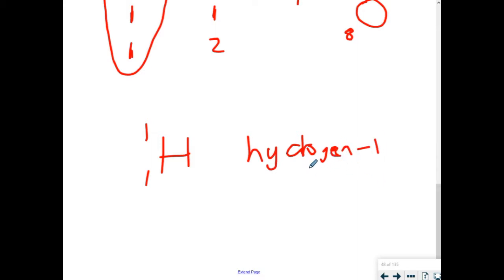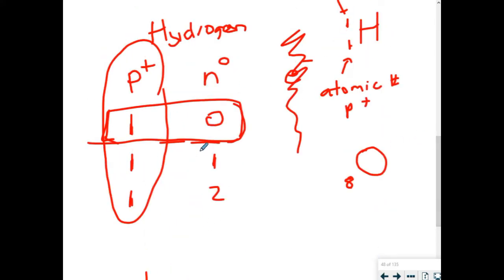But that's not the only isotope of hydrogen that exists. There's also something known as hydrogen 2. Hydrogen 2, you'd still write H for hydrogen. You'd still put a little 1 down in the corner right here, but you'd put a 2 up here. Hydrogen 2 is this one right here. I'll use a circle, where there's 1 proton and 1 neutron. 1 plus 1 adds up to 2.